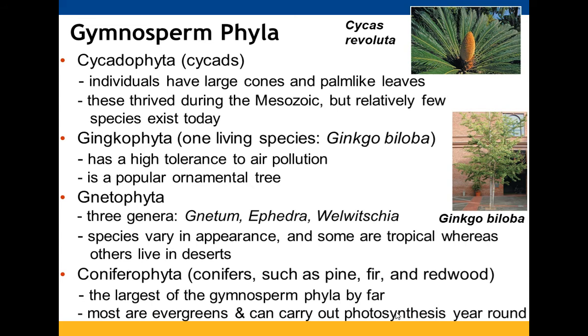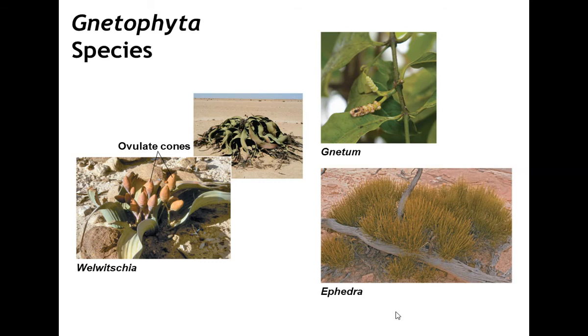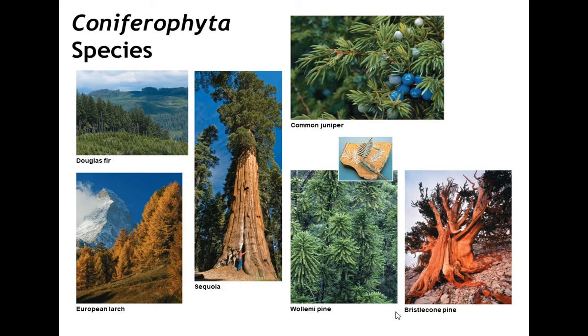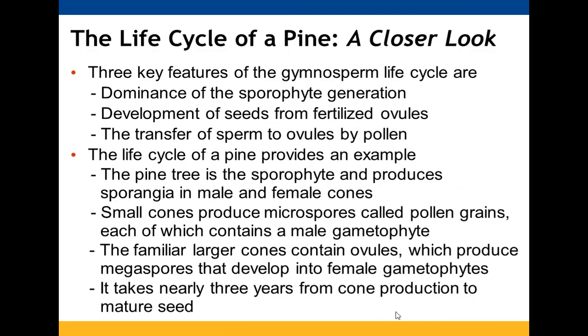And then there's three genus or genera in the Gnetophyta phylum. Some are tropical, some are found in more desert areas. And then the conifers, again, are the evergreen plants that we tend to see year round and are able to conduct photosynthesis because they constantly have their leaves. Okay, so there are some examples of the Gnetophyta and the Coniferophyta.